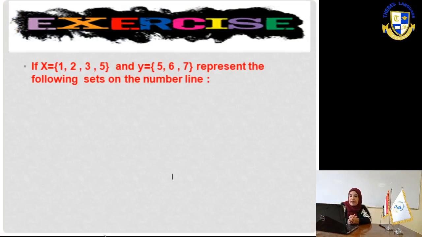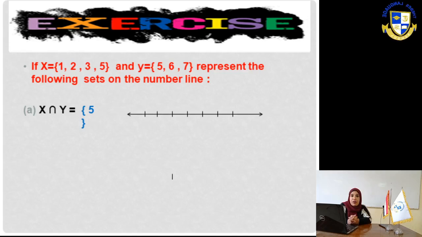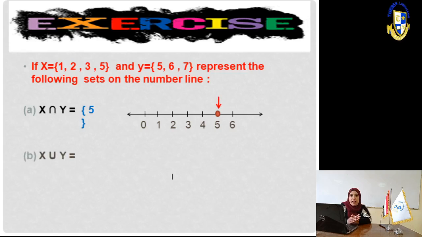Now, if X is a set of 1, 2, 3 and 5 and Y is a set of 5, 6, 7, represent the following sets on the number line. X intersecting Y: where is the common element between X and Y? It will be only the set of 5, so you will make a point on the number 5. X union Y: all the elements found in X and Y without repeating. So the answer will be the set of 1, 2, 3, 5, 6 and 7.